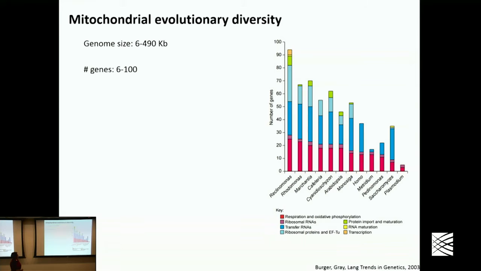The most number of genes in a mitochondrial genome is 100. The fewest says 6. I know of one that has 3. And some organisms have actually lost the mitochondrial genome altogether. These are all organisms that are anaerobic and don't do OXPHOS anymore. And that's let them lose the mitochondrial genome altogether.